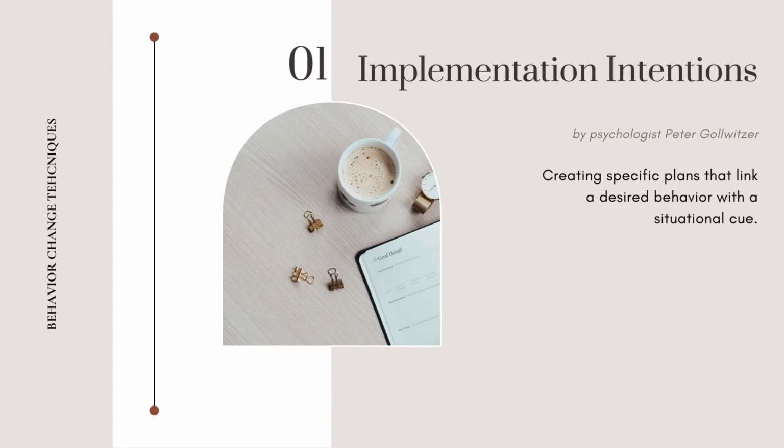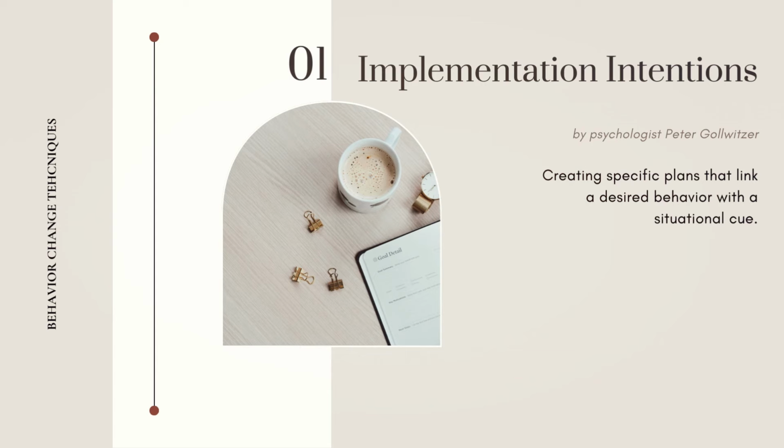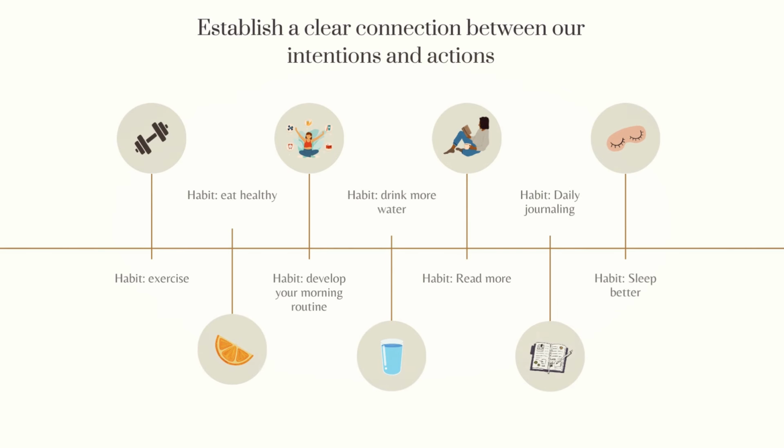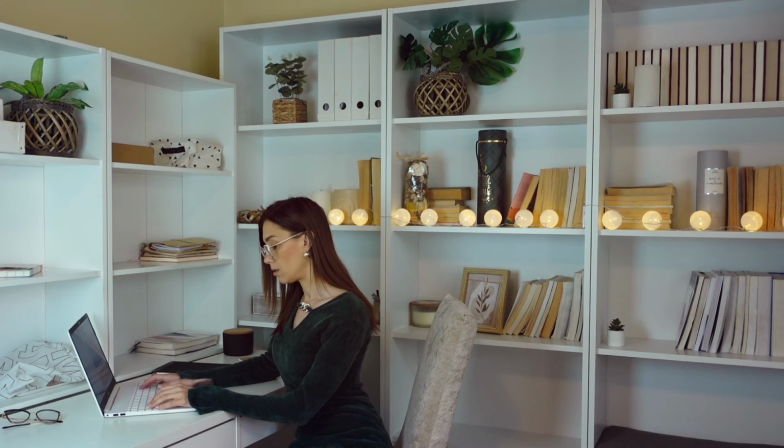Implementation intentions. The concept of implementation intentions was popularized by psychologist Peter Gollwitzer. It involves creating a specific plan that links the desired behavior with a situational cue. This technique helps us establish a clear connection between our intentions and actions, increasing the likelihood of taking action. Implementation intention is like creating a script that guides your behavior in a specific situation. It's like saying, when this happens, then I will do this. So what does that actually mean?